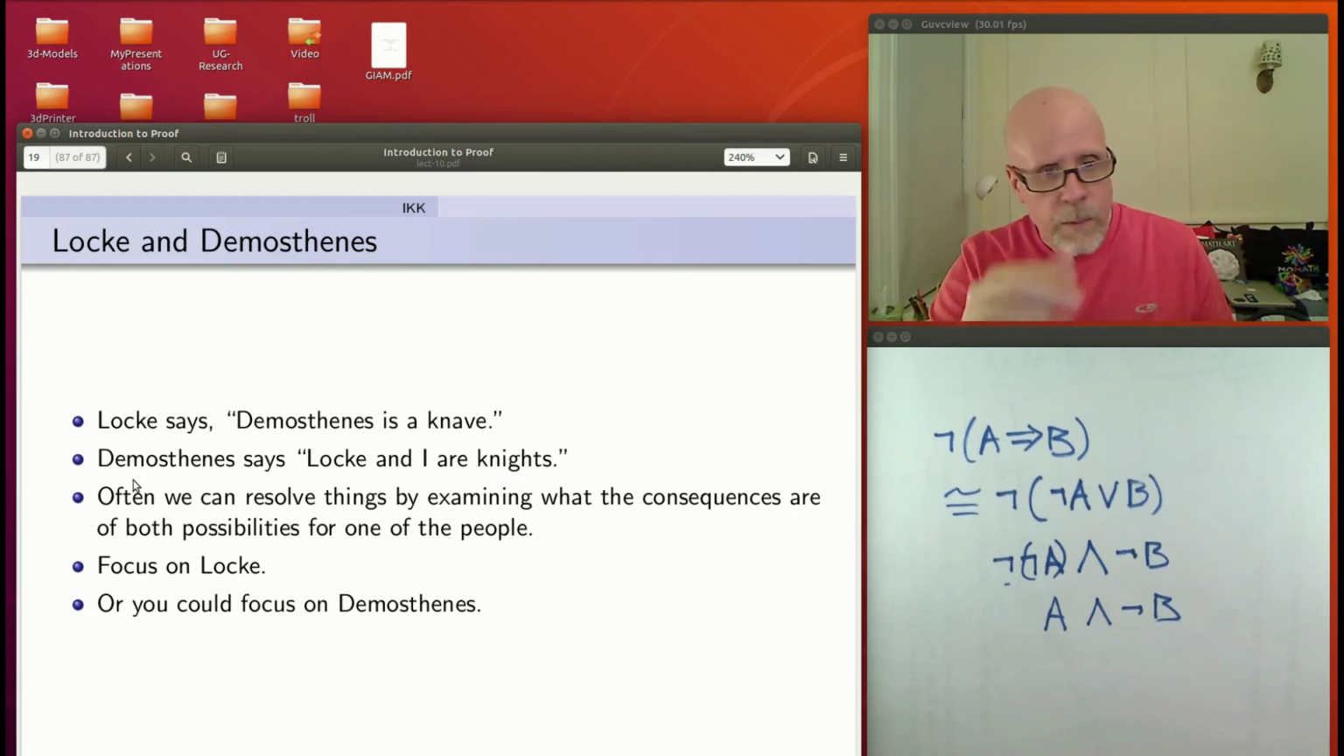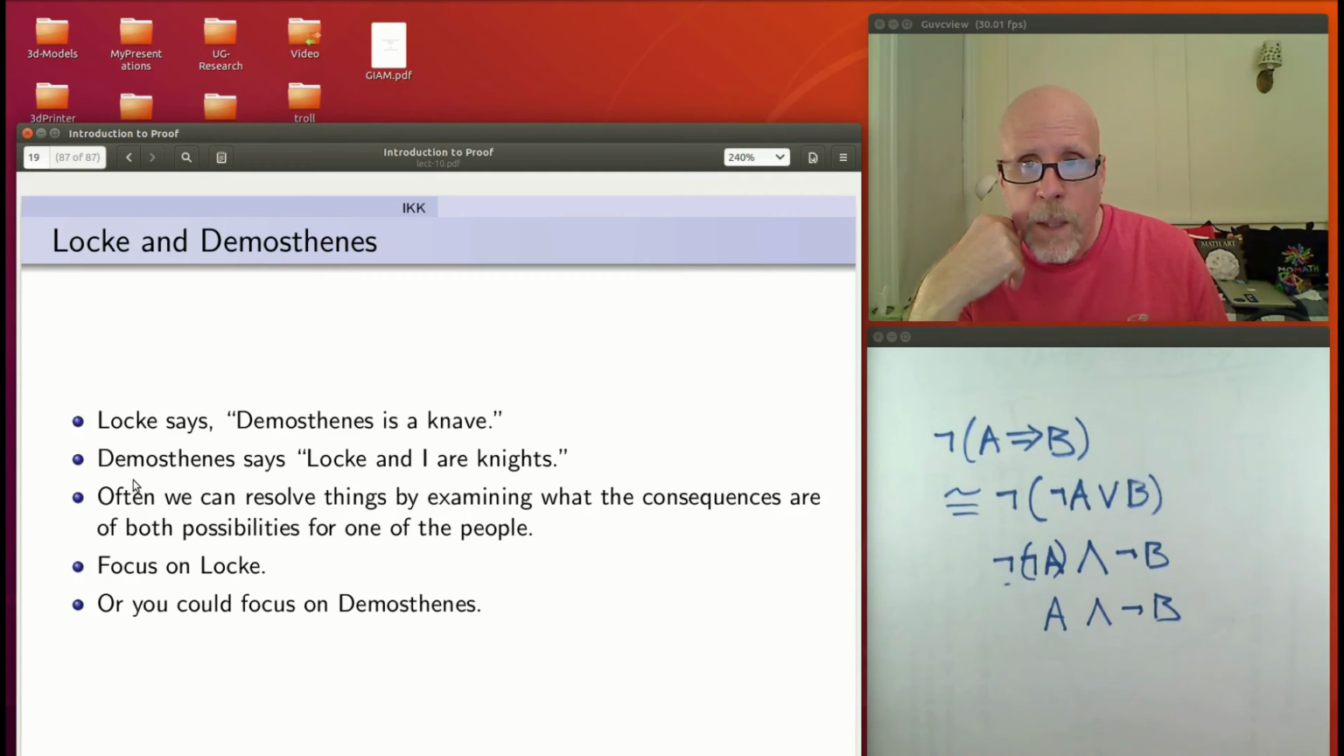You could also focus on Demosthenes, and I think probably this is actually quicker, because look at what he says. Demosthenes says, Locke and I are knights. Could he be truthful? If he was truthful, then they're both knights, and then Locke says this, Demosthenes is a knave. If they're both knights and he's saying the other guy's a knave, then he's lying, and that means this couldn't be truthful. So this has to be a lie. This has to be a false statement, which makes Demosthenes a knave, and then apparently Locke knew that, and he was truthful about it, so we get Locke as a knight.